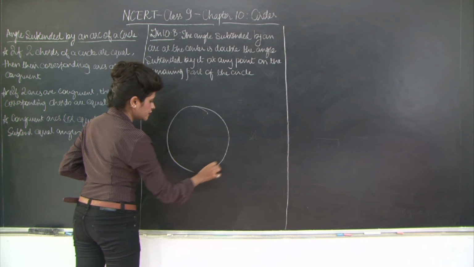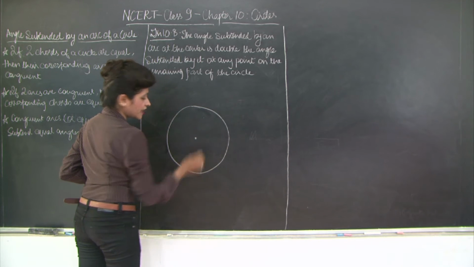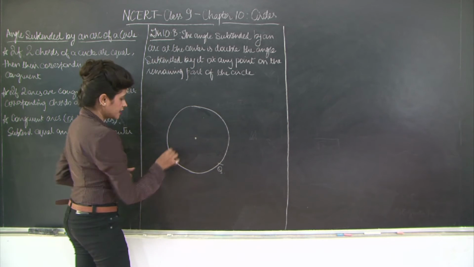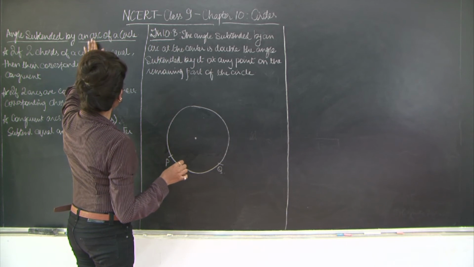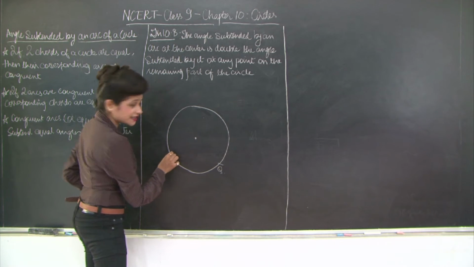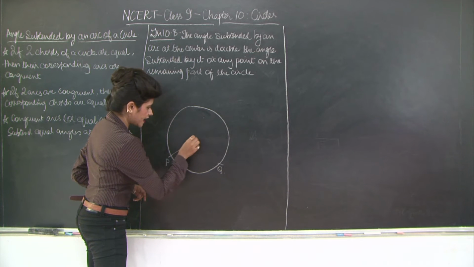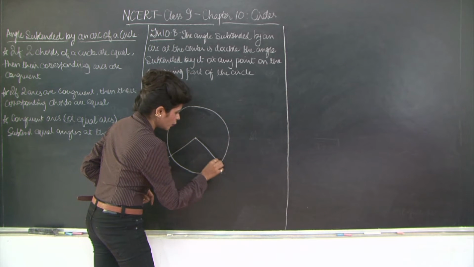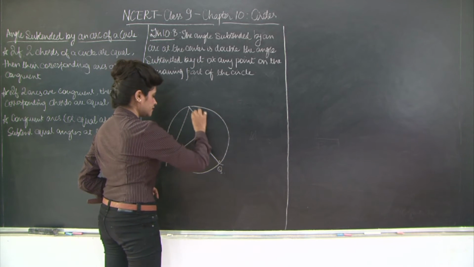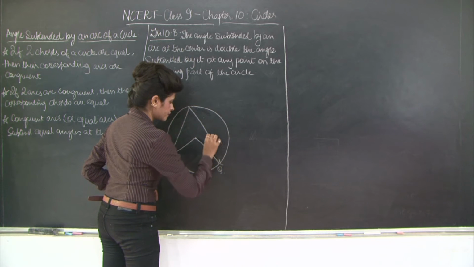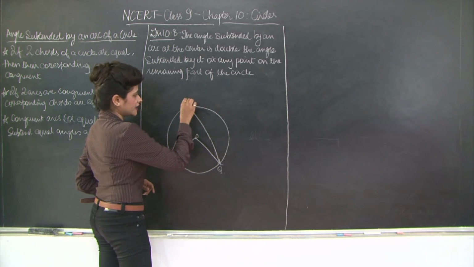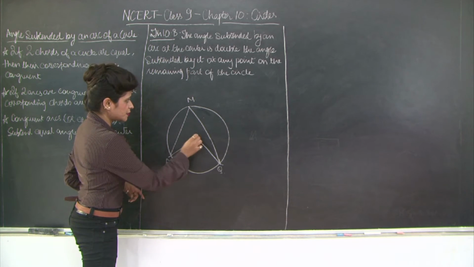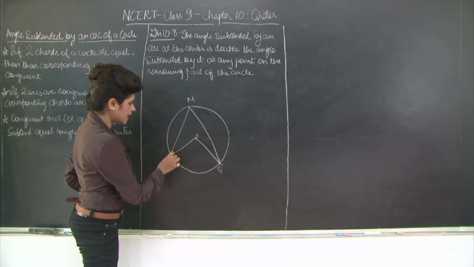If I have a circle with center O and PQ is the minor arc, then this arc can subtend an angle at the center as well as any point on the circumference. Let's say O is the center and M is any point on the circumference of the circle. Then these two angles POQ and PMQ are subtended by the arc PQ.